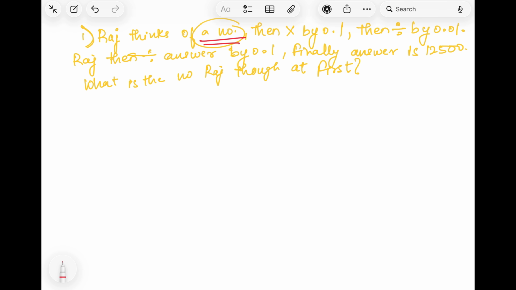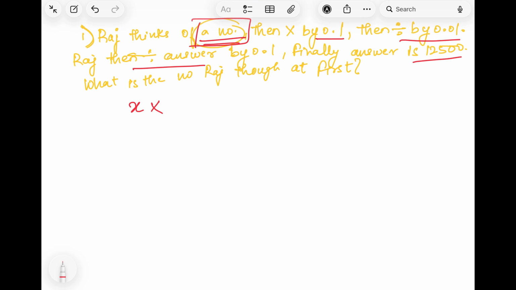After thinking about a number, he is multiplying that number by 0.1. Then he is dividing it by 0.01. And then again the answer he is dividing by 0.1. And the final answer he is getting is 12,500. We need to find out the number where it started. So let's take the number as x. Because we don't know, whatever is unknown, we normally take it as x. You can take any letter, not necessary x. You can take a, z, y, p, anything. So I'm taking x.